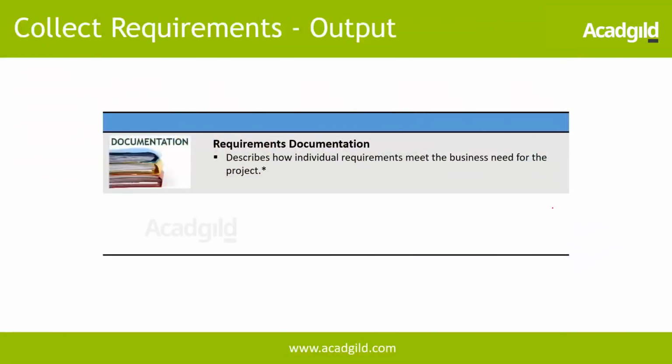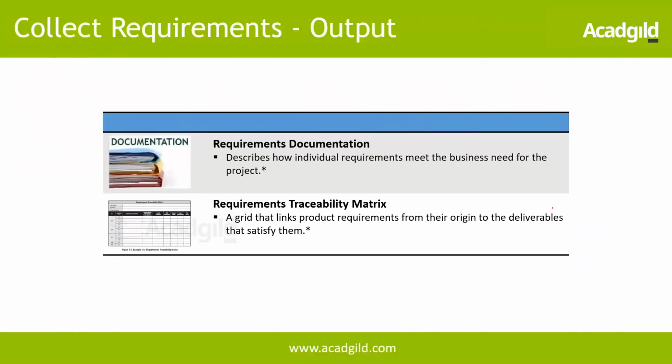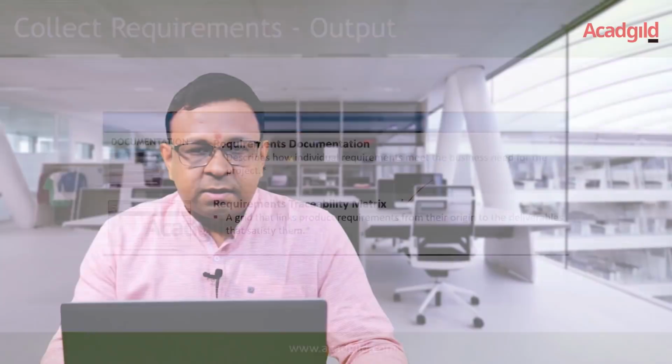And now let's look at the output, which is going to be the requirements documentation. This talks about what the requirements are all about. So it's going to contain the list of all the requirements with the description of each. And the key document is the requirement traceability matrix, which we call RTM. It's a matrix which will help the project manager to track all the requirements, whether all the requirements have been addressed in the deliverable or not.